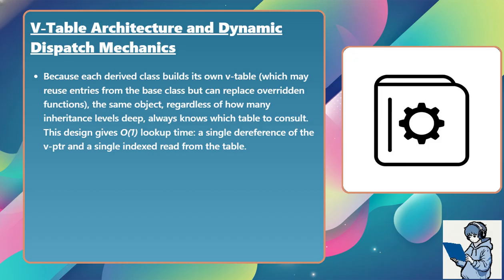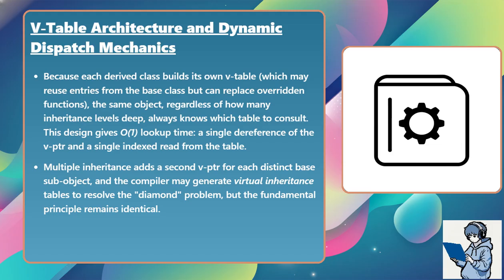This design gives O(1) lookup time: a single dereference of the v-pointer and a single indexed read from the table. Multiple inheritance adds a second v-pointer for each distinct base sub-object, and the compiler may generate virtual inheritance tables to resolve the diamond problem, but the fundamental principle remains identical.